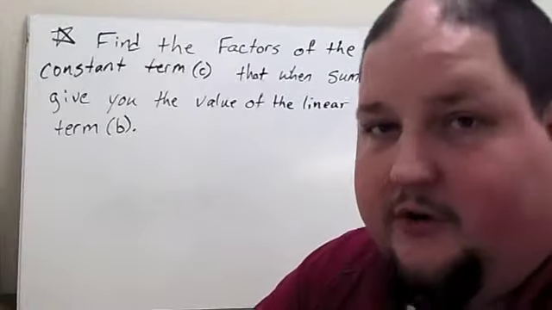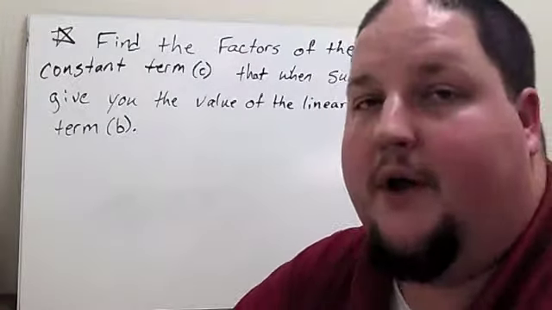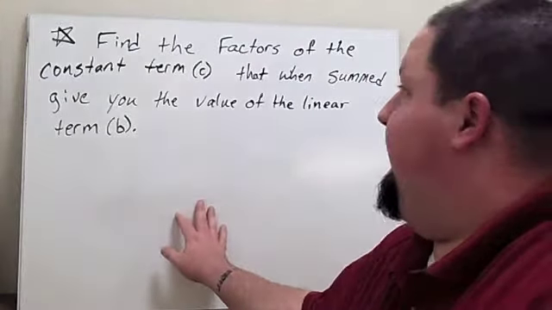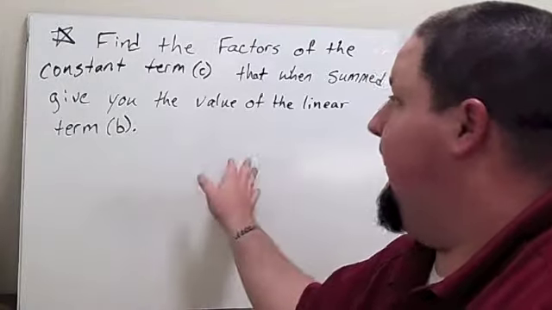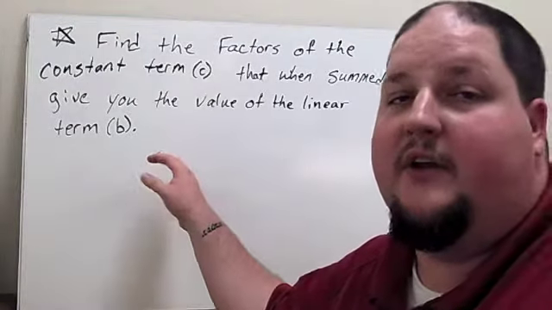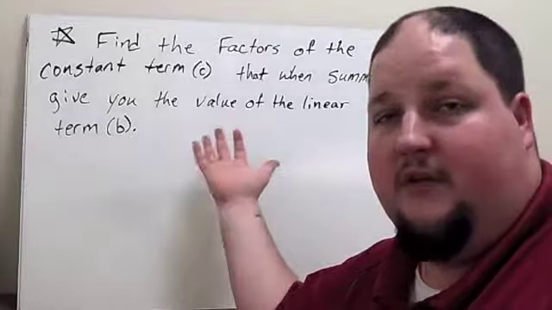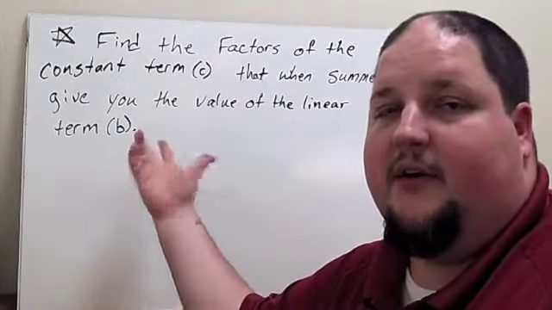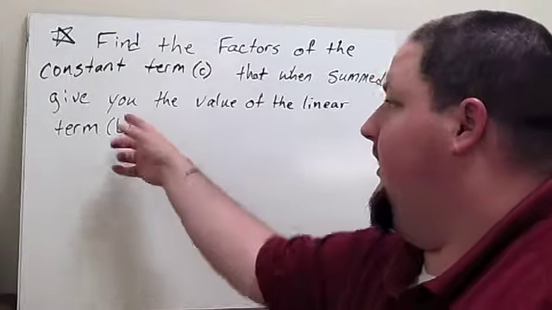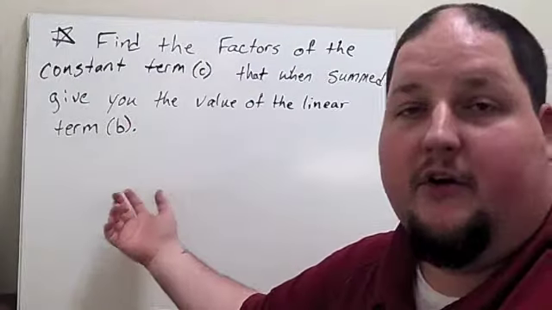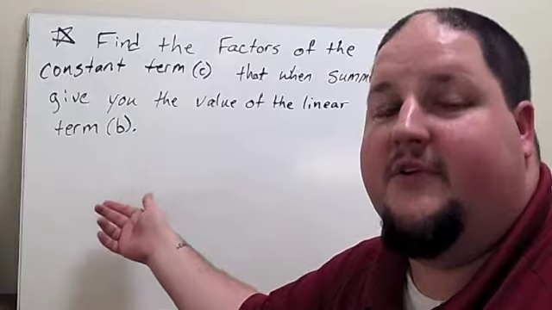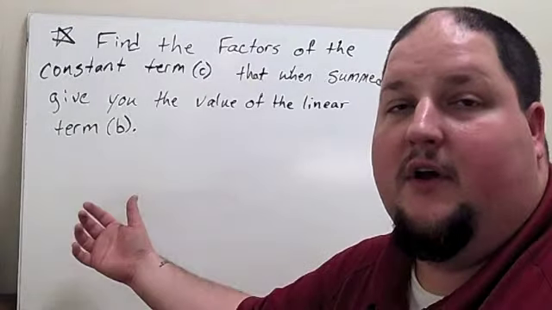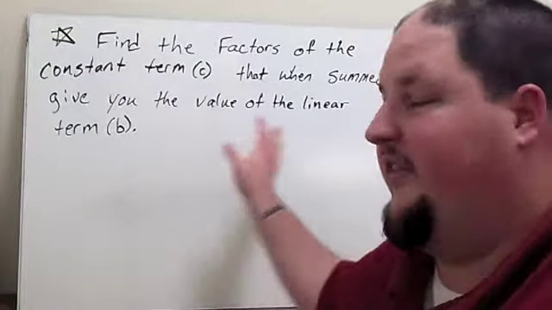When we're factoring a general trinomial, if a is equal to 1, you need to find all of the factors of the constant term, and again the constant is the c. It's the number that stands alone. That when you sum it together, and sum in math means add, gives you the value of the linear term b. And the linear term is the number in front of the x. Alright, it's the x by itself, not the x squared.